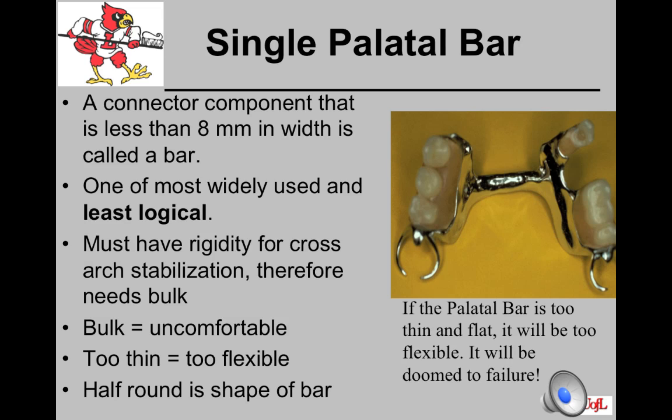It should be limited to short span Class 3 RPDs with 1 or 2 teeth missing on each side of the arch. It should not be placed anterior to the second premolar, as its bulk may interfere with speech and be irritating to the patient.